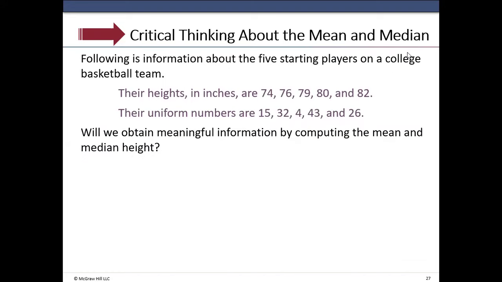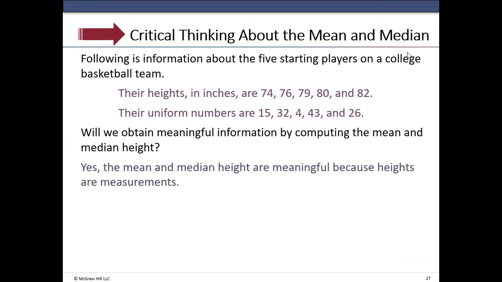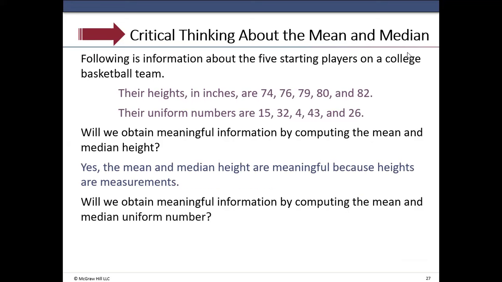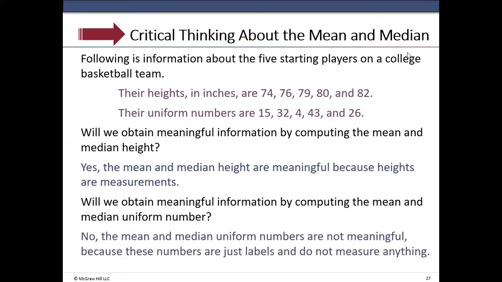Following is the information about the 5 starting players on a college basketball team. Their heights in inches are 74, 76, 79, 80, and 82. Their uniform numbers are 15, 32, 4, 43, and 26. Will we obtain meaningful information by computing the mean and median height? Yes, the mean and median height are meaningful because heights are measurements. Will we obtain meaningful information by computing the mean and median of uniform number? No, these are categories. Mean and median numbers are not meaningful because these numbers are just labels and do not measure anything.